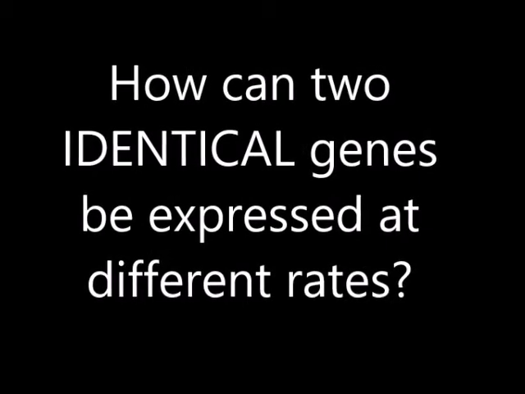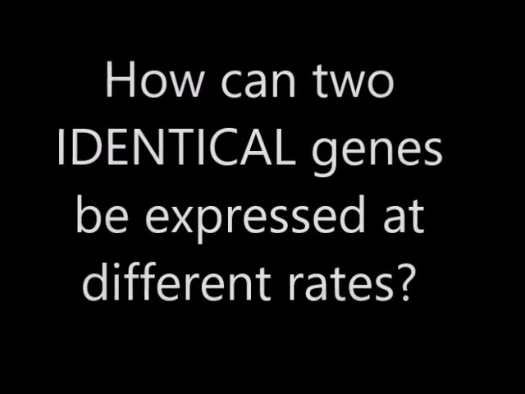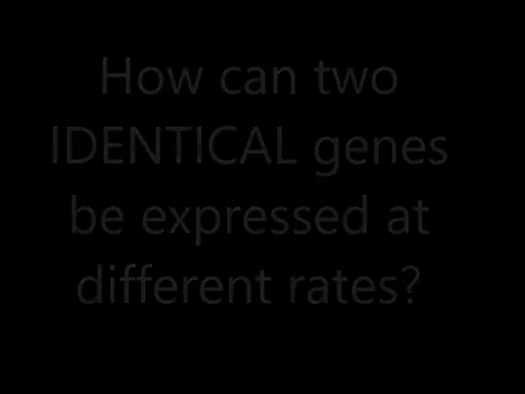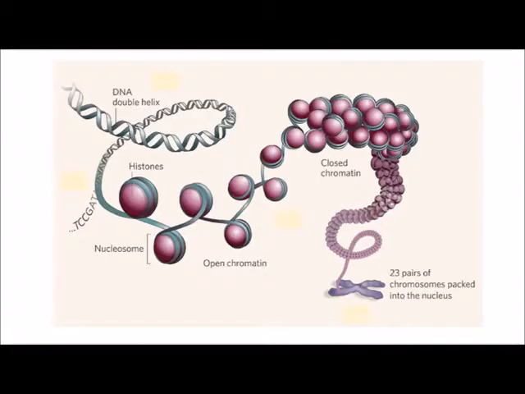First of all, we need to make sure that you understand or remember that DNA is packaged into chromosomes in eukaryotic cells, so in us. And what you need to recall is that the DNA is wrapped around histones, which is called open chromatin, and then those histones are packaged tighter together, and that's called closed chromatin. DNA can still be transcribed in open chromatin, but not in closed.